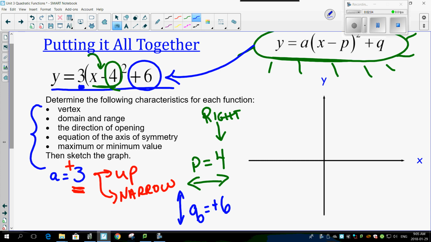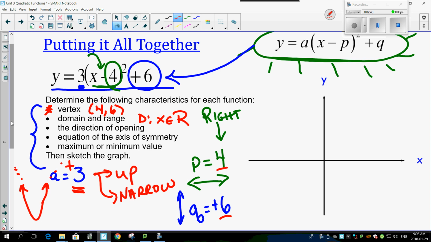Okay, so now we can start answering a whole bunch of questions here. First things first, what is the vertex? The vertex is our PQ value. Our vertex, in fact, is (4, 6). What is the domain? Well, it is opening up, right? So our domain here is always going to be x as an element of R. For now, that's probably the easiest way. All the x values are part of the real numbers. Why? Because the x's go on and on in that direction forever and ever.